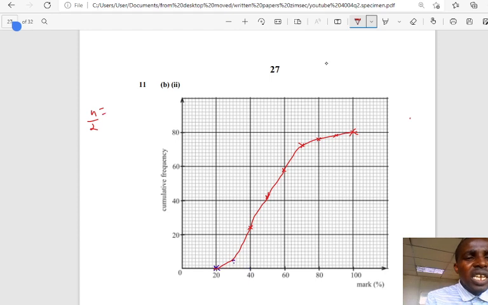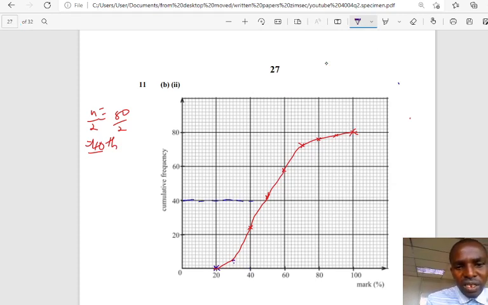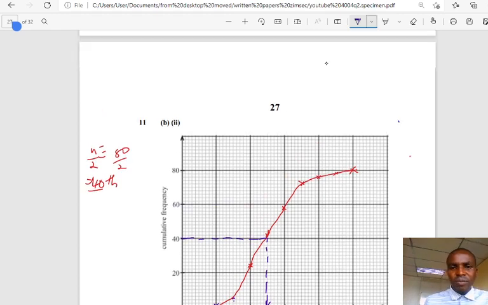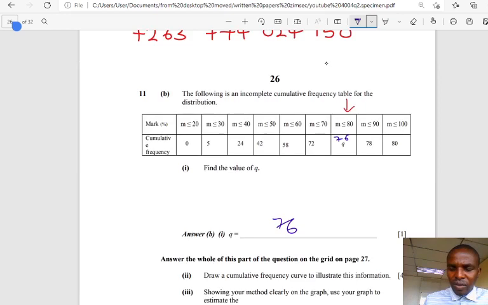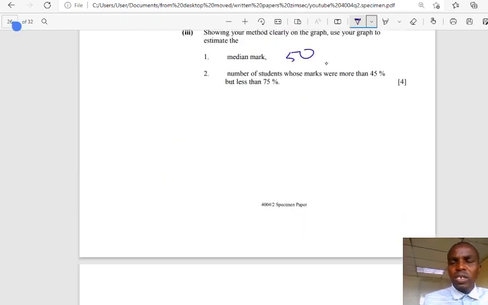Location of the median. N is 80, so it's 80 over 2, which means 40. So the 40th value defines the median. So for the median, you go where there is 40 here. You put dotted lines. So the number that is down here, approximately, that's the median. So it's 40, 42, 44, 46, 48, it's 50. So median is 50. Done.